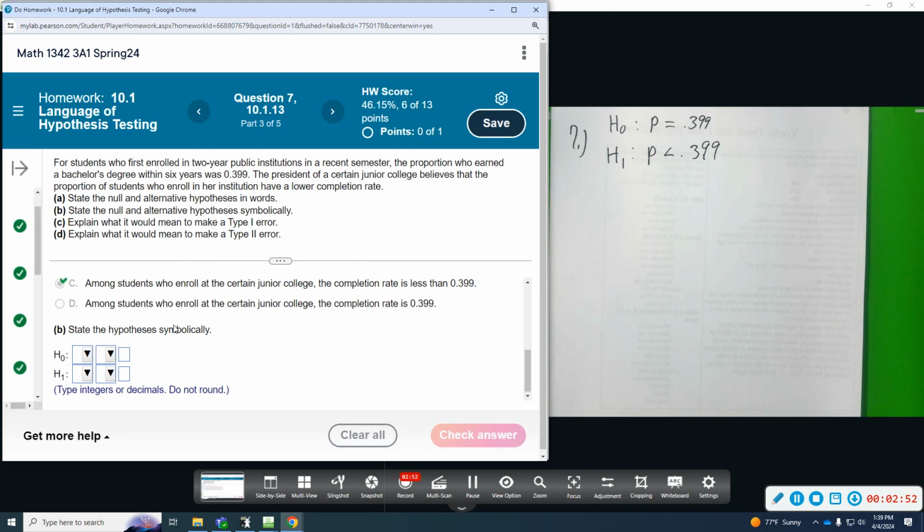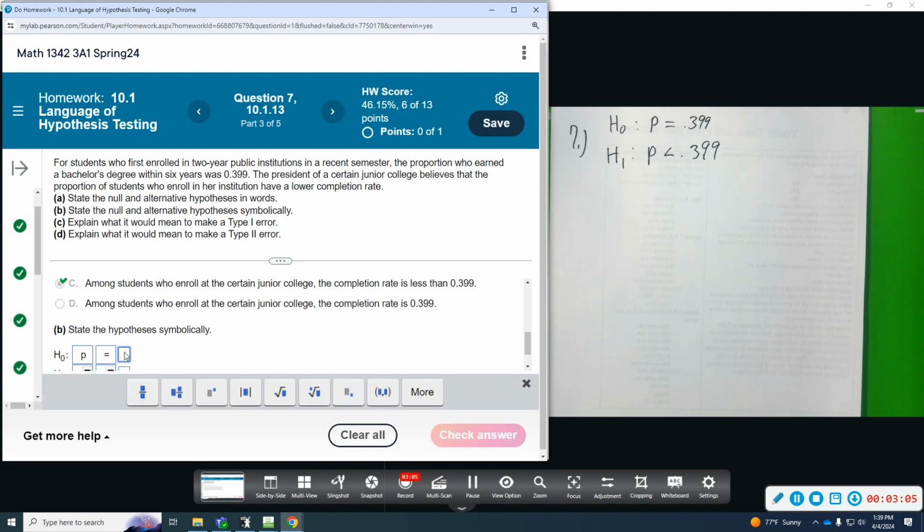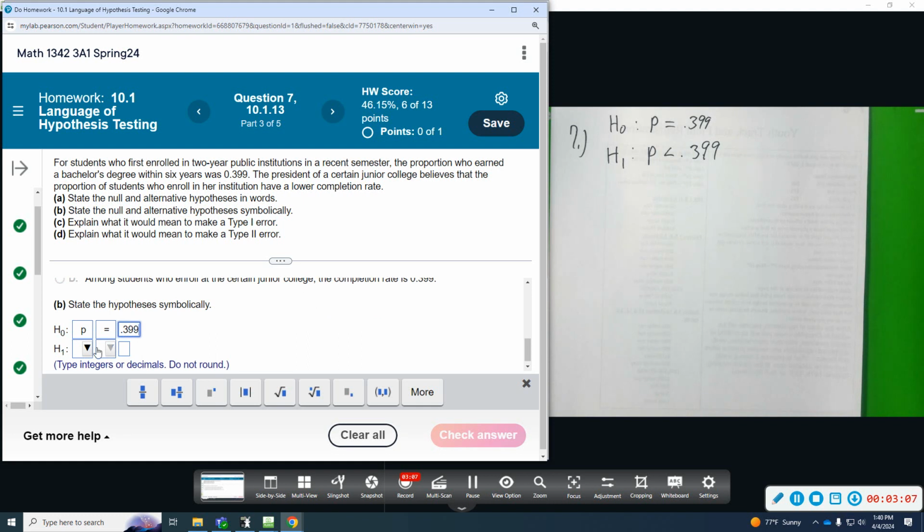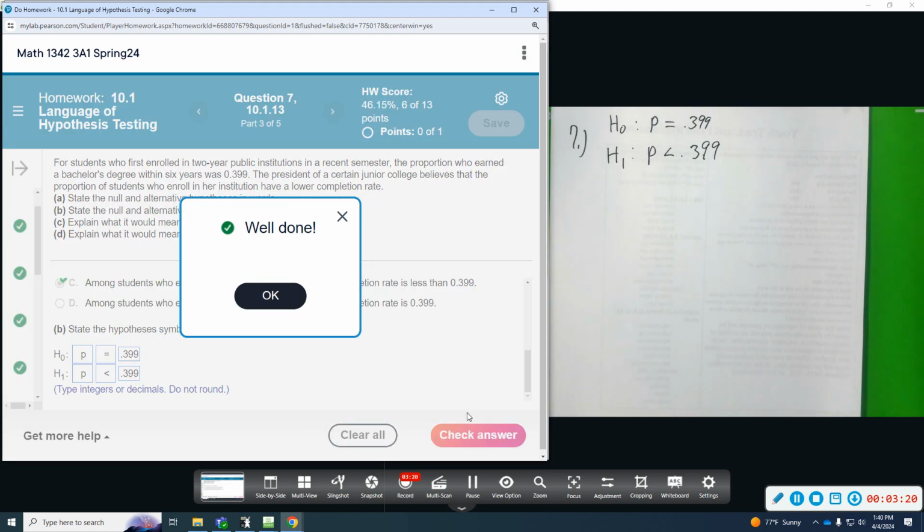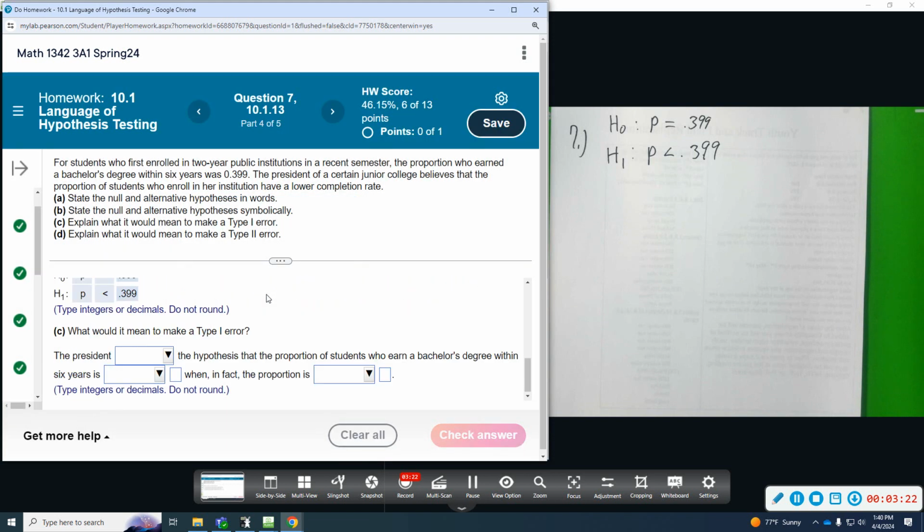So C is good. So our hypothesis, when we set it up with symbols, the null is the population proportion is equal to 0.399, and the alternative, H1, is going to be less than. That's what she believes, less than 0.399. So here's where we get our setup. We got it in words.